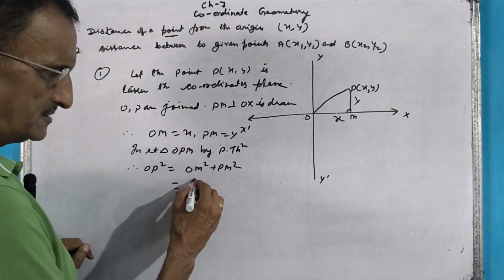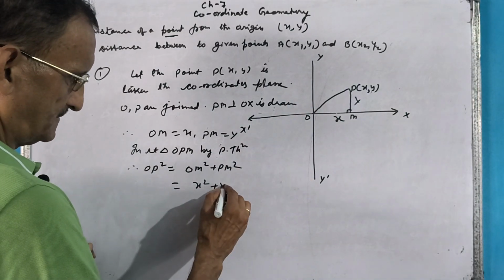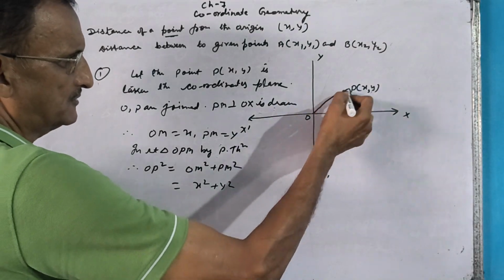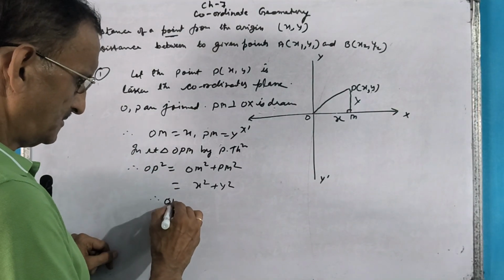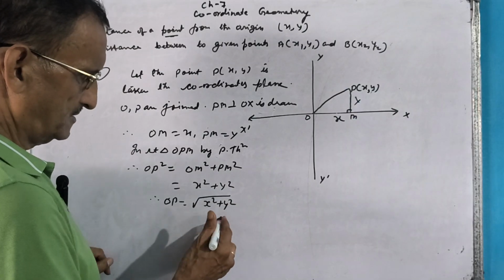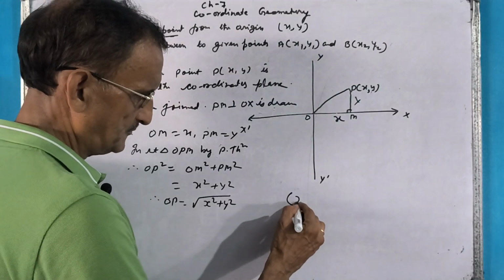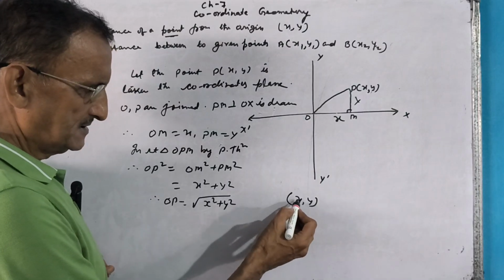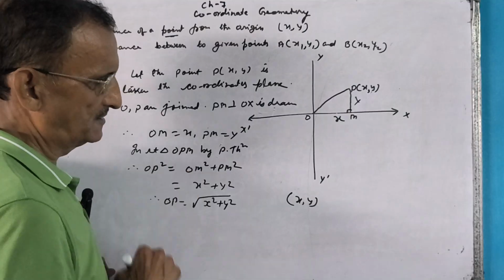Just put the values. OM is x, plus PM is y. We need to find the distance of the point P from the origin, that is OP. So till now we have OP square. Therefore OP equals the square root of x square plus y square. So this is the formula to calculate the distance of a given point x comma y from the origin. Simple: square of the x coordinate plus square of the y coordinate, and the square root.